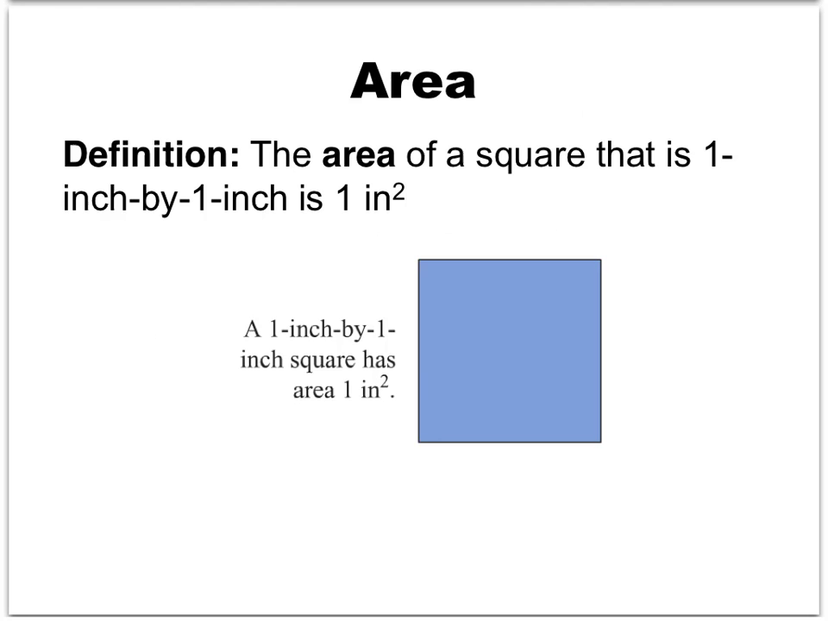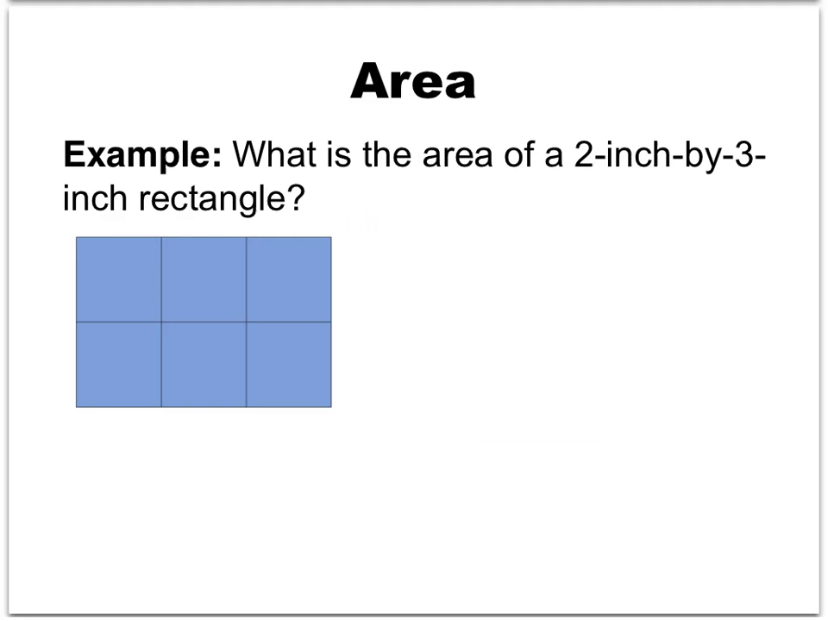Now let's talk about area and how multiplication is related to area. And so we're going to start off with a definition here of the area of the square that is 1 inch by 1 inch. And so here's a square that's 1 inch by 1 inch. It may not look exactly to scale, but we'll just pretend this is 1 inch and this is 1 inch. So we're going to define the area of this square to be 1 square inch. So very simple definition. But now let's try to apply this definition to a little bit more complex example.